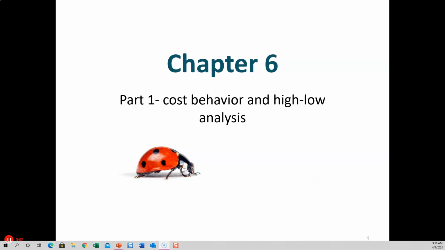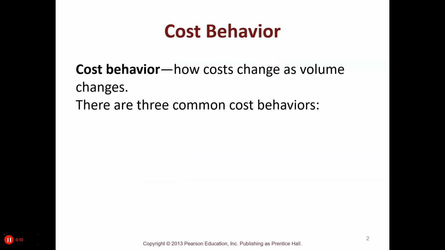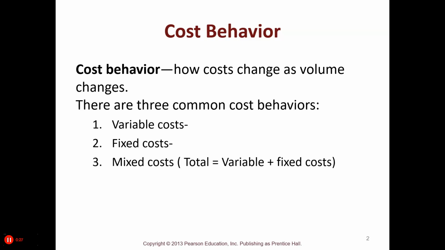Chapter 6, Part 1, we're going to look at cost behavior and high volume analysis. Cost behavior. What we're talking about is costs that change as volume changes. There are three common cost behaviors. We have variable costs, we have fixed costs, and then we have what we call mixed costs, which is the total of variable plus fixed costs.